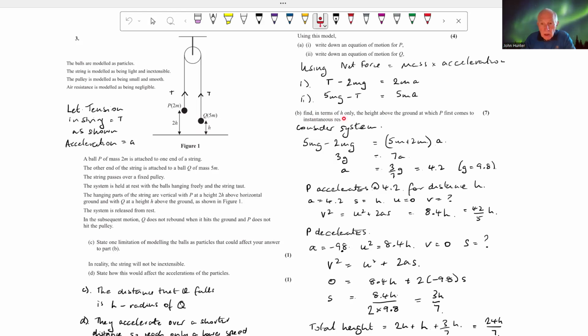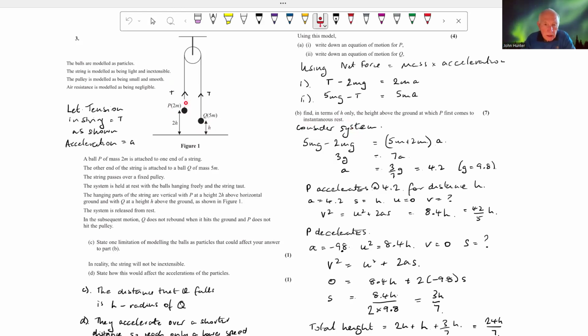Then find, in terms of h only, the height above ground at which P first comes to instantaneous rest. Right, so we've got to try and imagine what's happening here. Q is descending and it's accelerating as it descends. Because these are connected particles, P is accelerating up at the same rate. This is common to connected particles in general: the thing that ties them together, apart from literally, is the acceleration. They share the same acceleration.